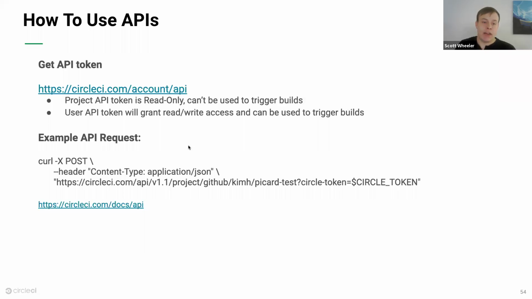How to use APIs. To get an API token, you'll visit circleci.com/account/API. A note about the two different API key types. The project API token is read-only. It can't be used to trigger builds. The user API token will grant read-write access and can be used to trigger builds.